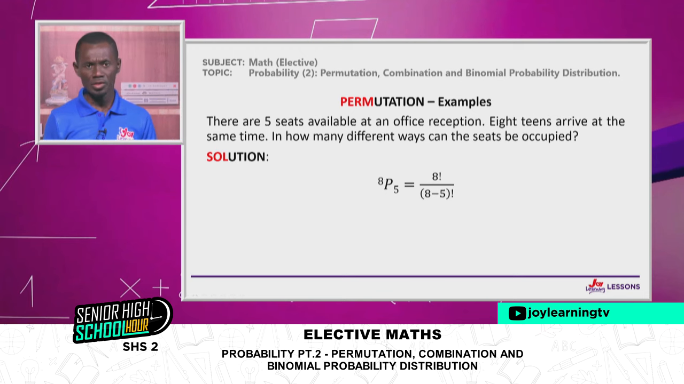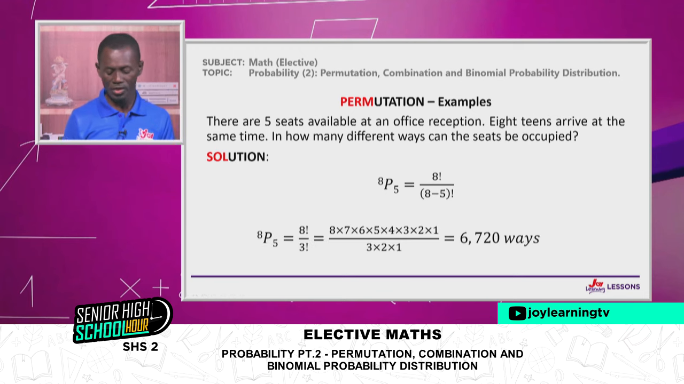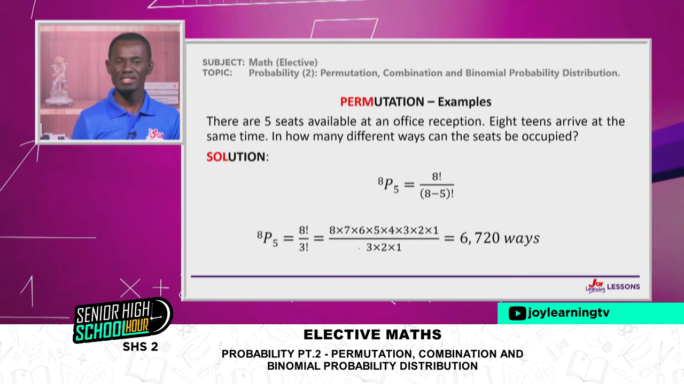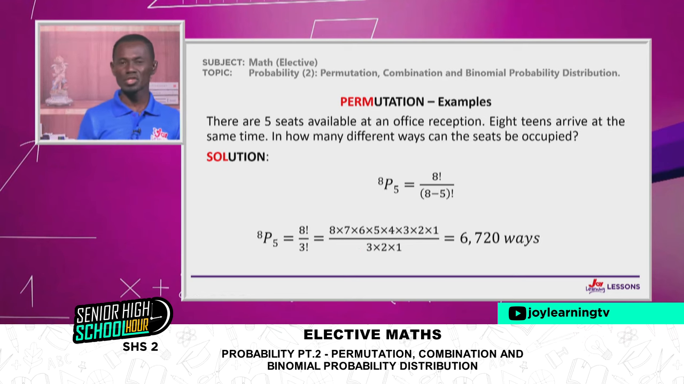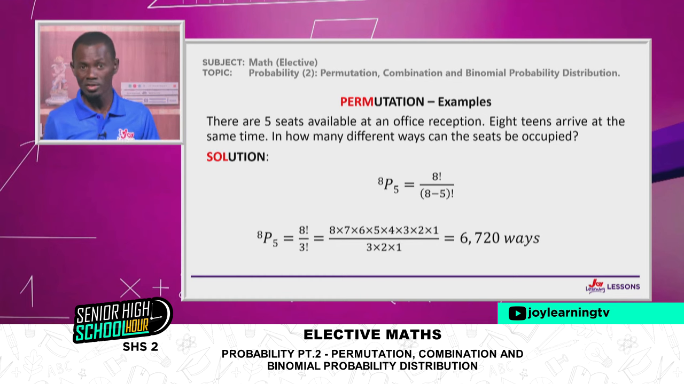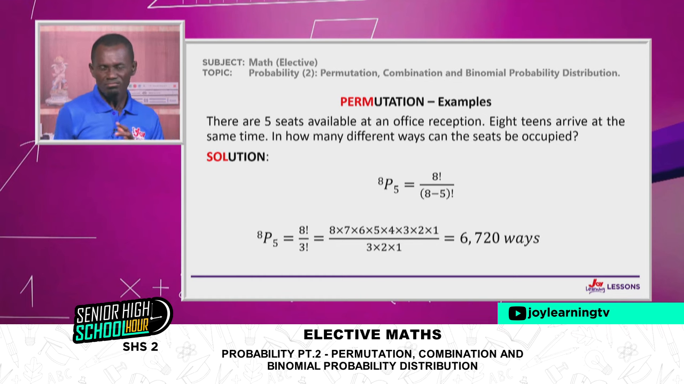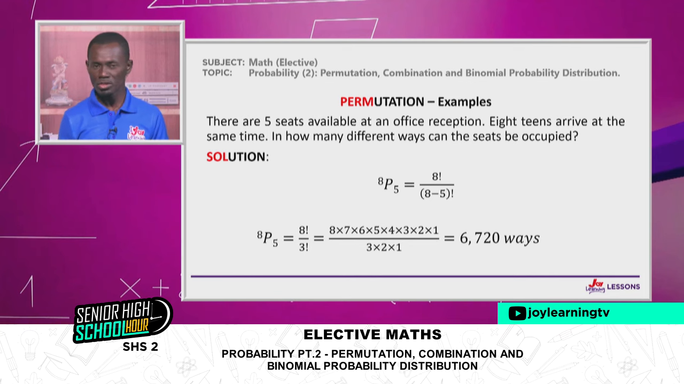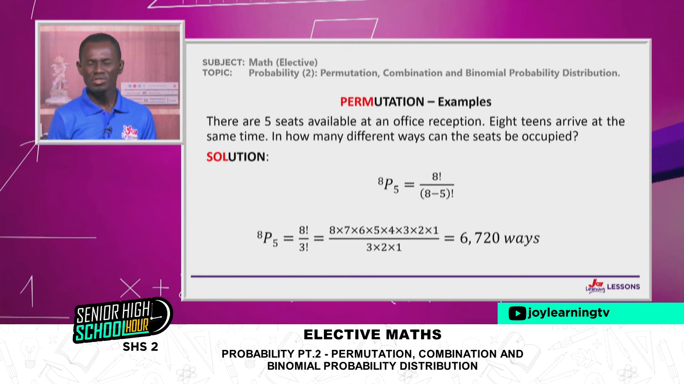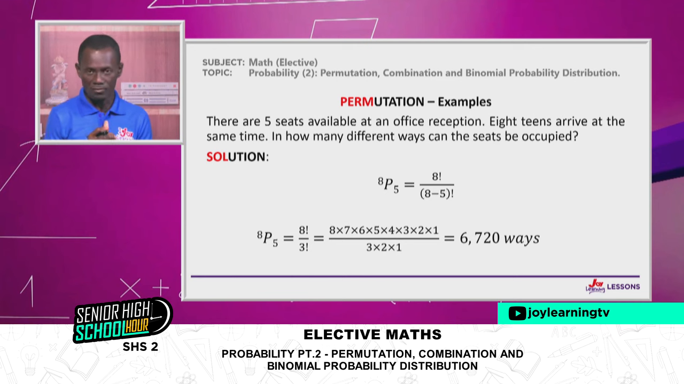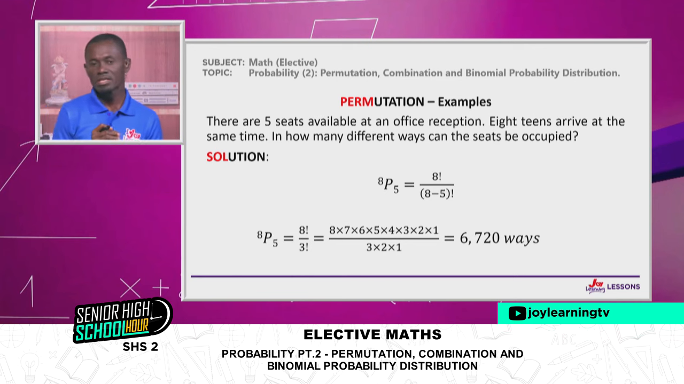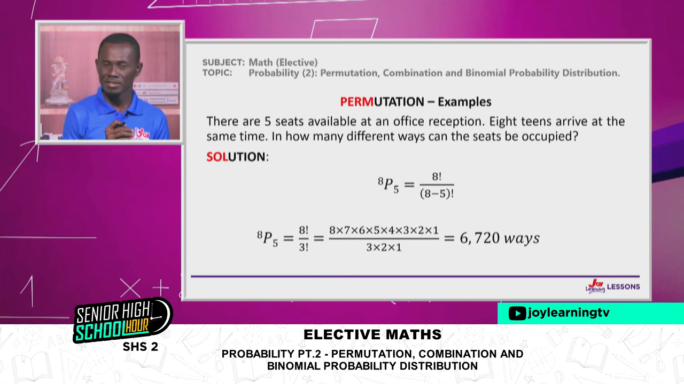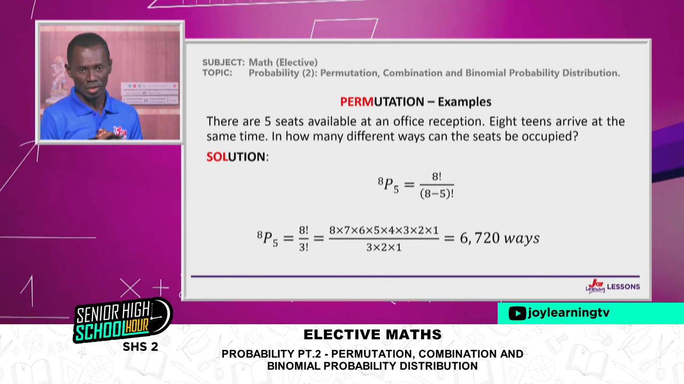That gives us 8 factorial divided by effectively 3 factorial. And if we were to do the division, we should get 6,720 possible ways. That's quite a lot. Yes. So it shows how very interesting this can be. Imagine if we had to do this manually. We'd have to do 6,720 different arrangements. And the possibility is that after the first 20 at most, we'll start getting it wrong, because it's not too easy to keep track of such arrangement.